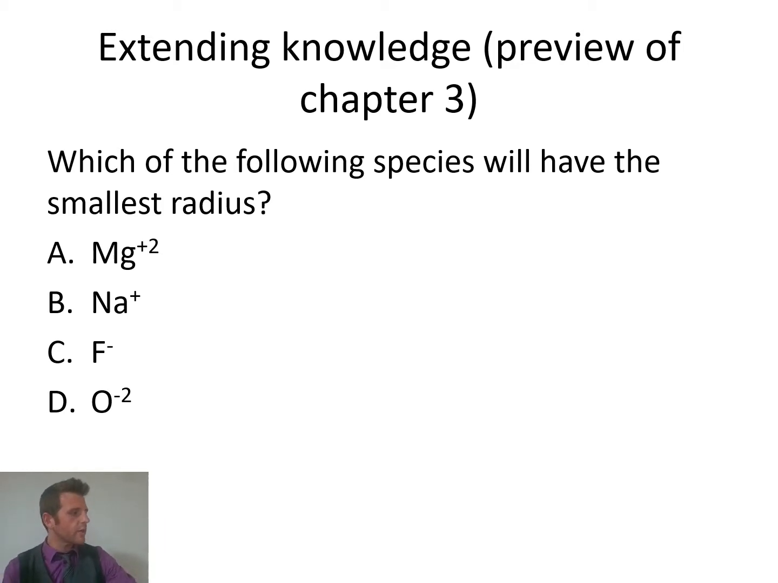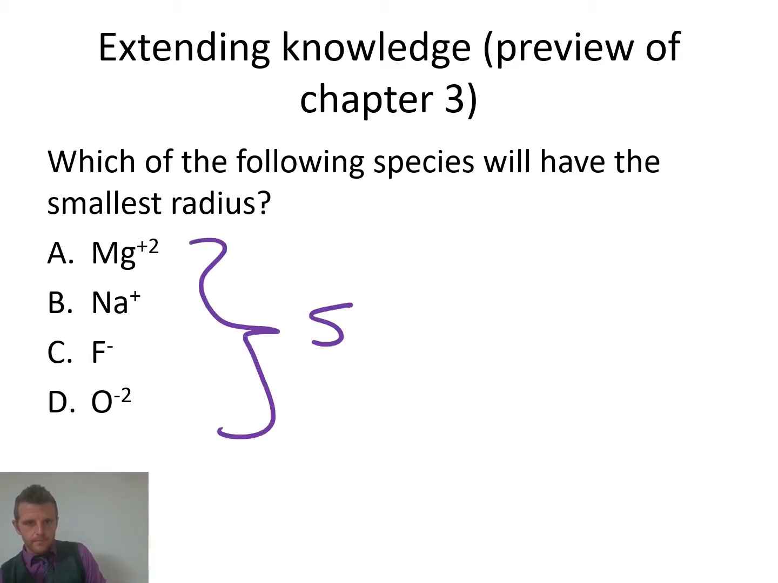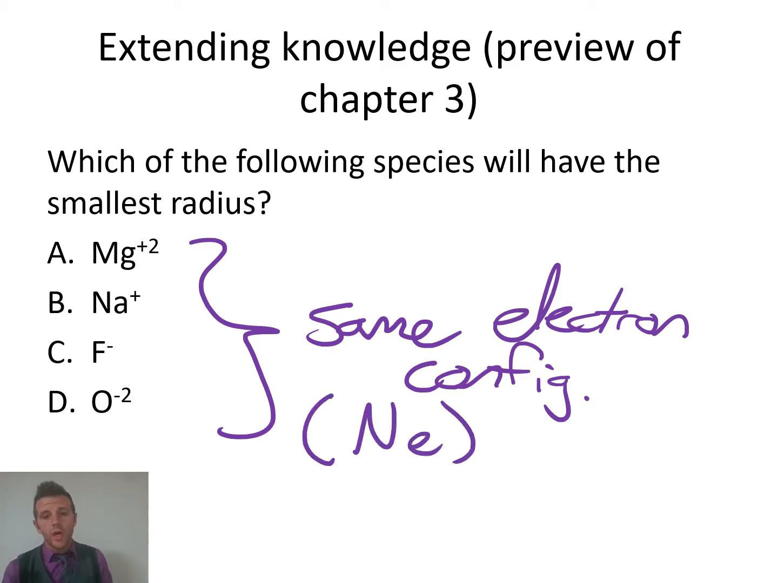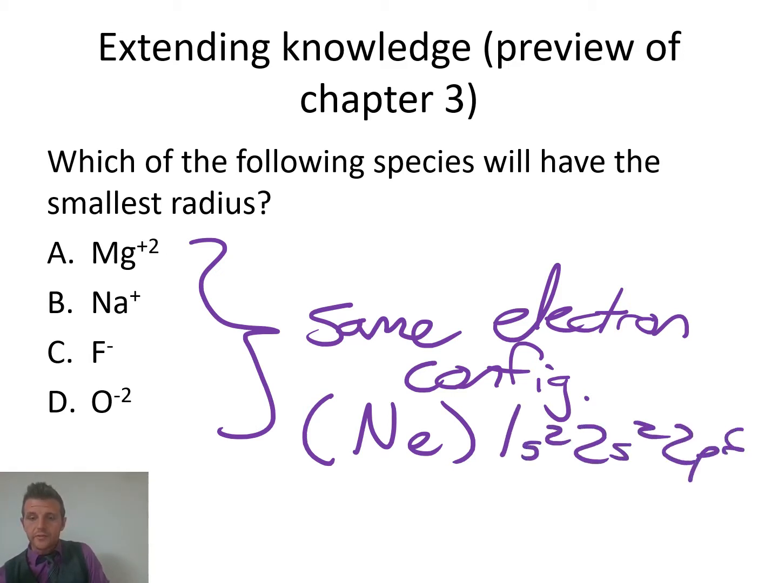These all, I'm checking the periodic table, these all have the same electron config. And they're all going to have the same configuration as neon. In other words, they're all going to have a 1s2, 2s2, 2p6 configuration. So, correct? Correct. So they're all going to have the same electron configuration.